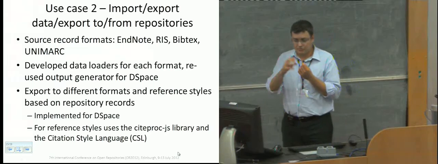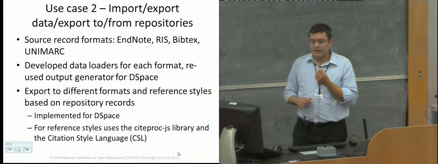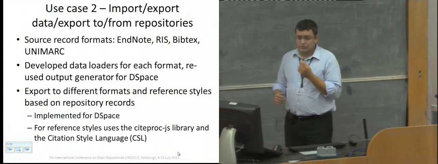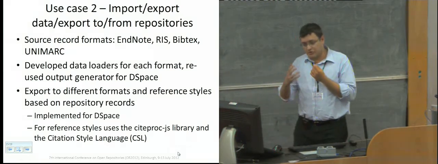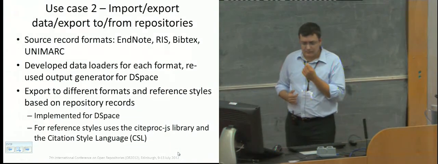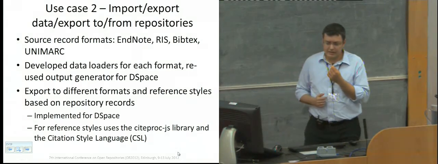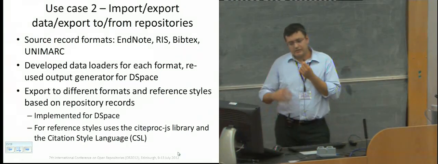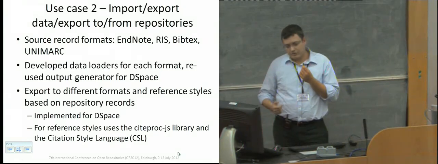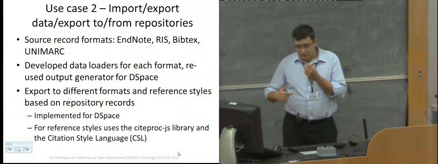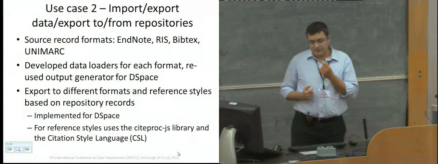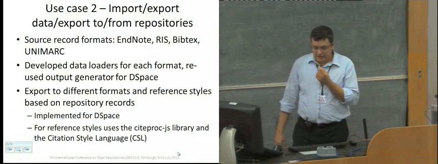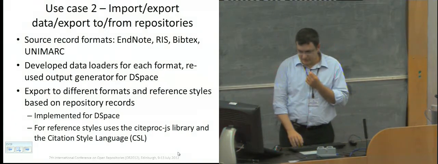So we use different data loaders and we reuse the same output generator. And we do the opposite also. So from repositories, we export formats like EndNote, RIS, BibTeX, and also we export records in different reference styles like Harvard, APA, and so on. For this, we use as a backend the CiteProc.js library and the Citation Style Language to represent, let's say, the different styles.